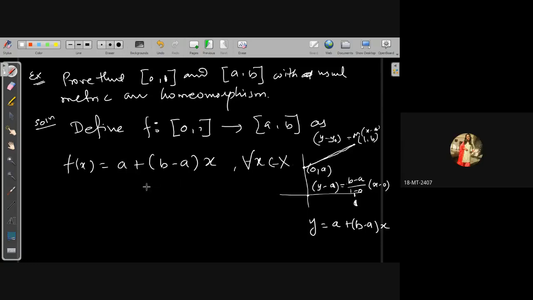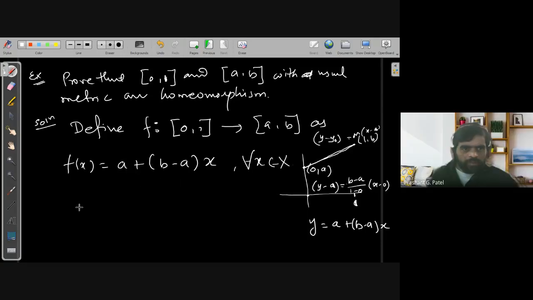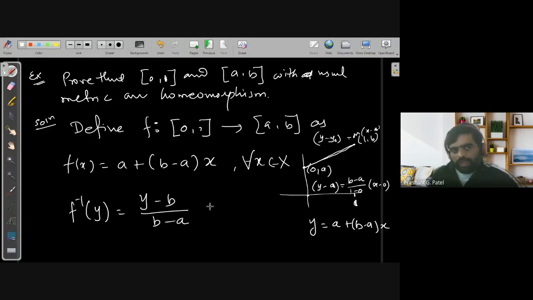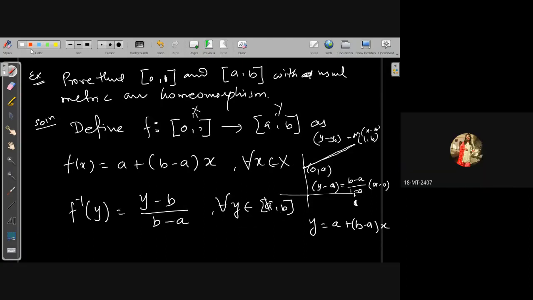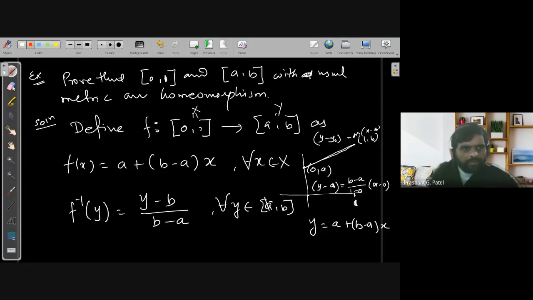(x minus a) upon (b minus a). Yeah. So f inverse of, let's say, y is (y minus a) upon (b minus a). That is the inverse of this function. And here x belongs to X. This is my space X and this is my space Y. So y belongs to [a, b]. Okay, so now I'm giving you an exercise. Y minus a upon b minus a.